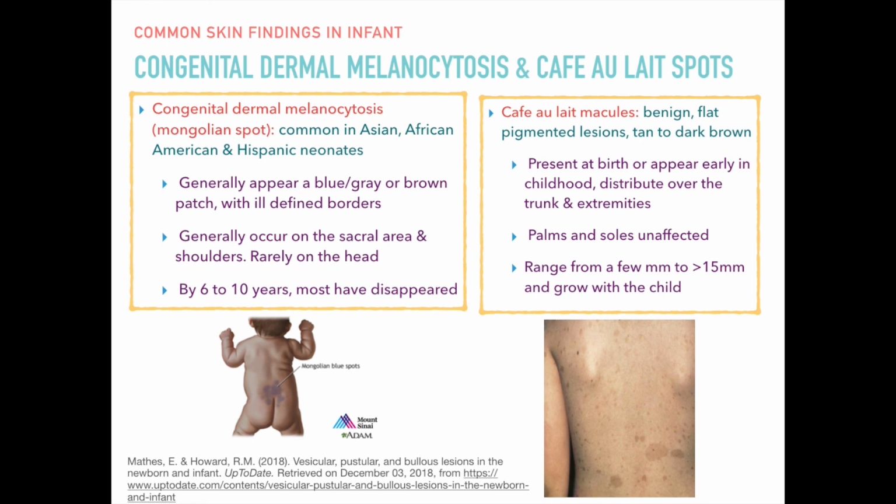The cafe au lait macules, those are benign, flat, pigmented lesions, somewhere between tan or dark brown. They're either present at birth or appear early on in childhood and distribute over the trunk and the extremities. The palms and the soles are unaffected, however, and they range from either a few millimeters to greater than 15 millimeters, and they grow as the child grows.